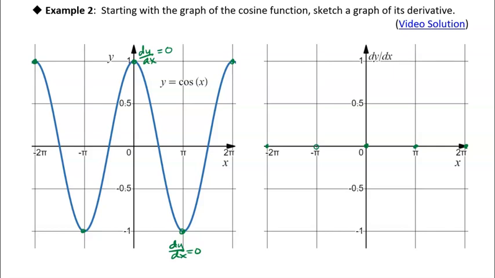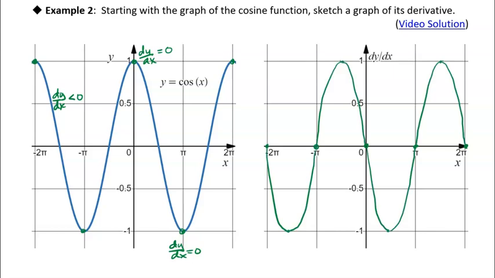And then it's just a matter of looking at the graph, looking at the slope. You can see this first section between negative 2 pi and negative pi. It looks like the derivative, dy/dx, is less than 0. It's negative, so I'm going to sketch that over here on the derivative graph. And I'm just going to do that for all of these sections.